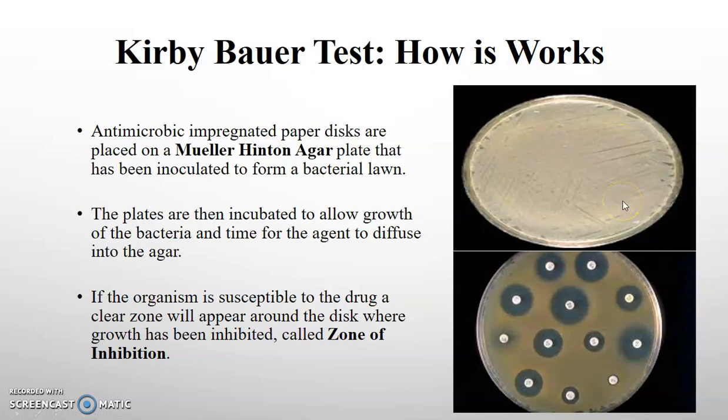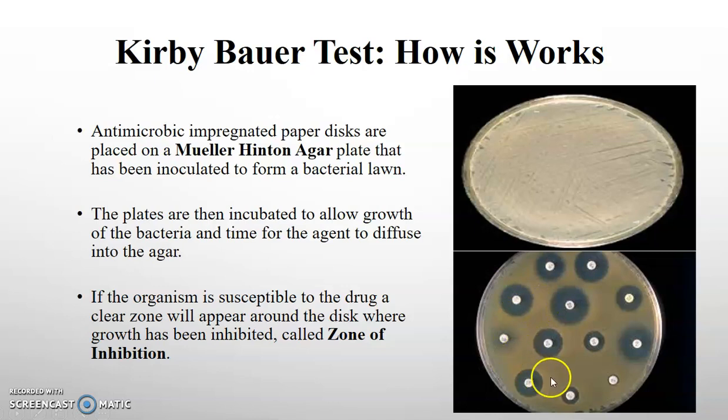You do want to put them far enough away from each other, and you also want them far enough away from the edge because you don't want the medication to kind of mix in, as that could mess with your results. But you basically put the little disc on the plate, and then after that you incubate the plate for 24 to 48 hours before you can look at the results. And the results would be what we see down here.